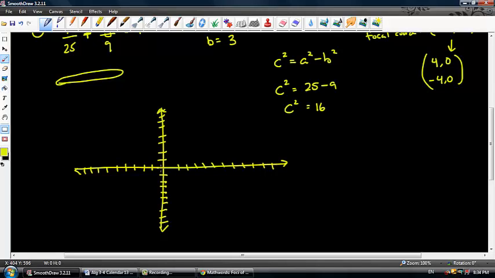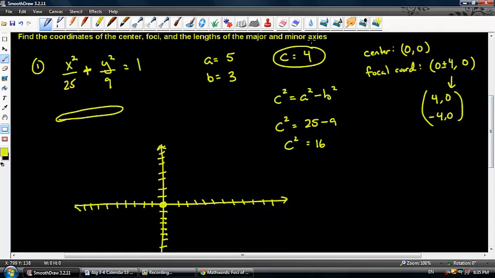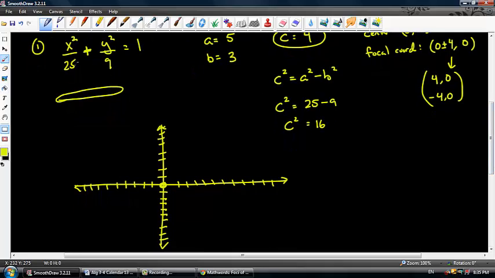So I've got my graph, I've got my center here at 0, 0. And let's go ahead, and I know we haven't found the lengths of the major and minor axes yet, but I want to show you guys how to graph this before we get anywhere. A squared is 25, B squared is 9. That means that A is 5. If A is 5, that means I'm going to move out 5 spaces to the right and left, because again, my major axis is underneath X. So I'm going to go out 1, 2, 3, 4, 5.